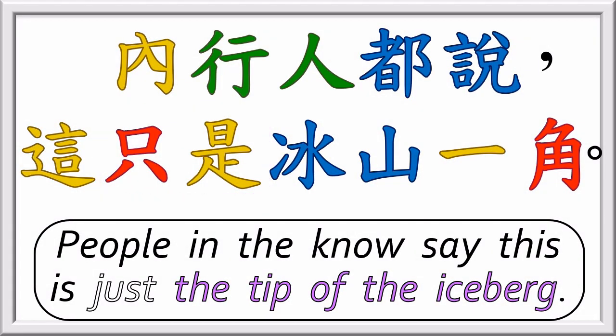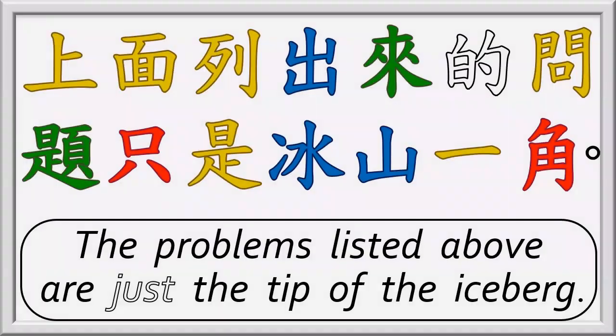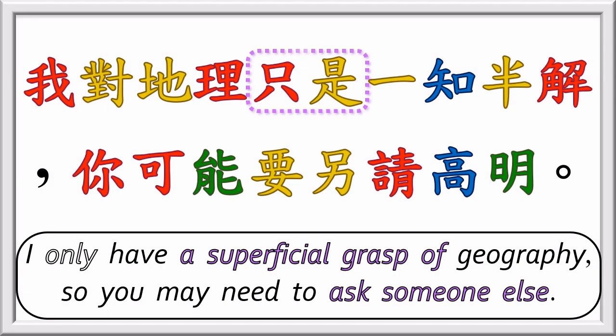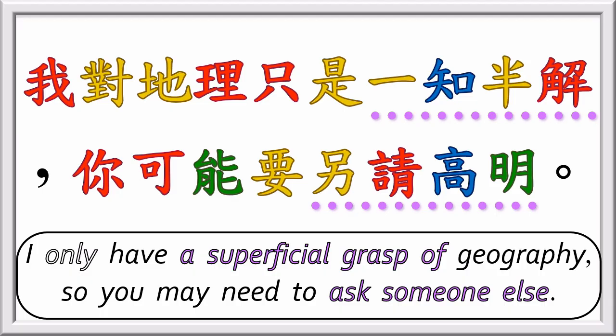内行人都说，这只是冰山一角。People in the know say this is just the tip of the iceberg. Yes, Chinese has the same expression, tip of the iceberg. Here's another example. 上面列出来的问题只是冰山一角。The problems listed above are just the tip of the iceberg. 我对地理只是一知半解，你可能要另请高明。I only have a superficial grasp of geography, so you may need to ask someone else for help.